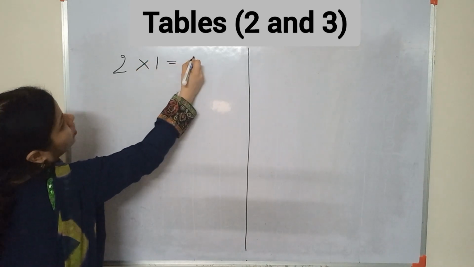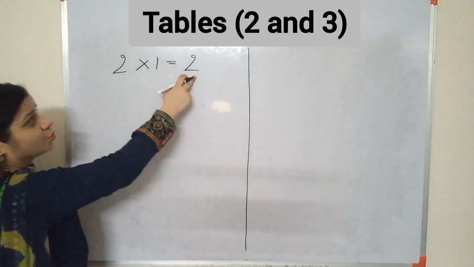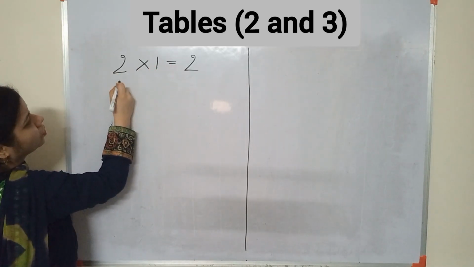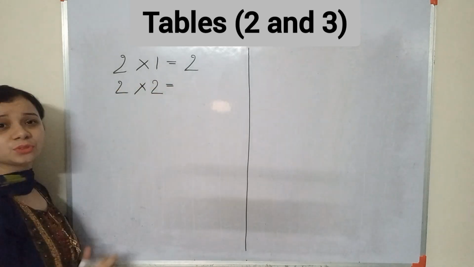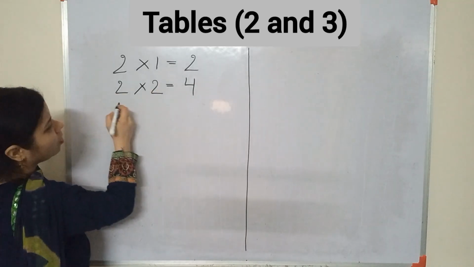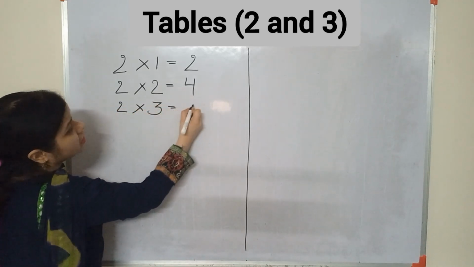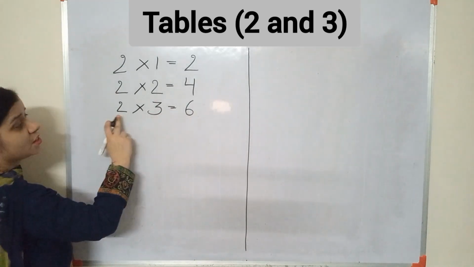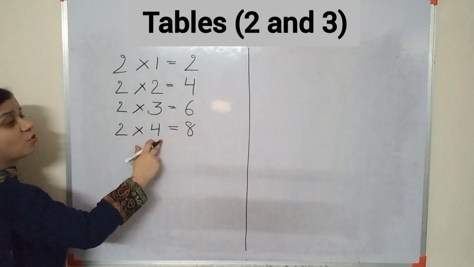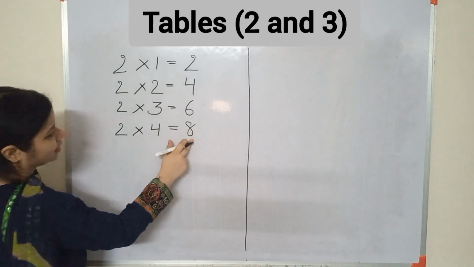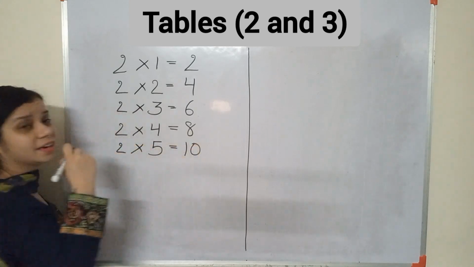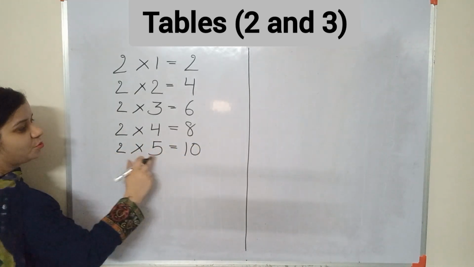2 1s are 2, 2 1s are 2. 2 2s are, tell me, what is 2 2s are? 2 2s are 4, 2 2s are 4. 2 3s are 6, 2 3s are 6. 2 4s are 8, 2 4s are 8. 2 5s are 10, 2 5s are 10.